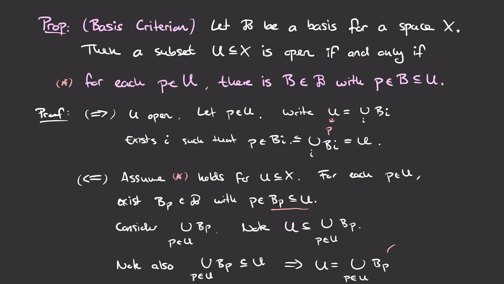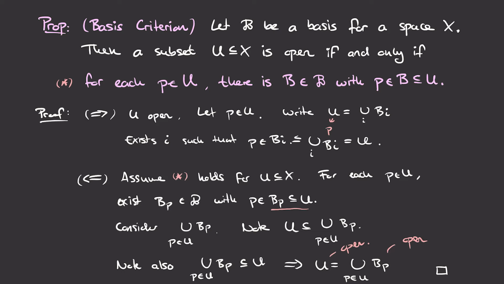However, these basis elements are all open sets. And we know that arbitrary unions of open sets are also open. So in fact, because we've written U as a union over open sets, this implies that U itself is also open. And this is precisely what we wanted to show. So we started with some arbitrary subset U of X for which this condition star holds, and now we've written this as a union over open sets, which shows that this U itself is open. Okay, so we've shown both directions, and so we're done with the proof.